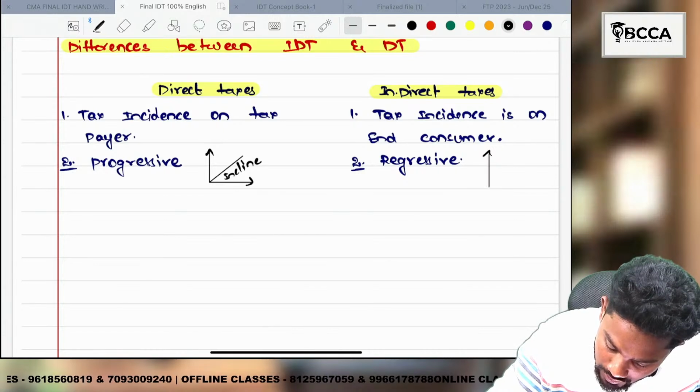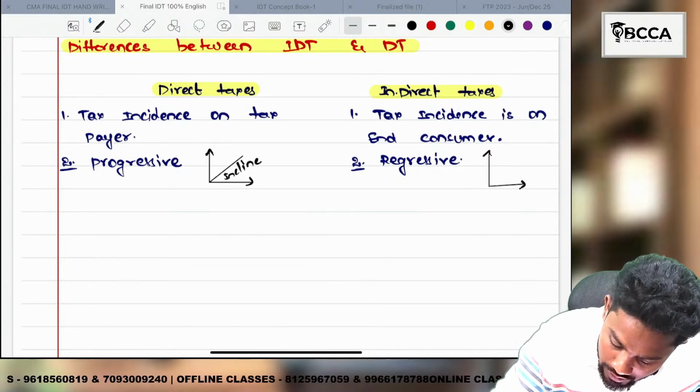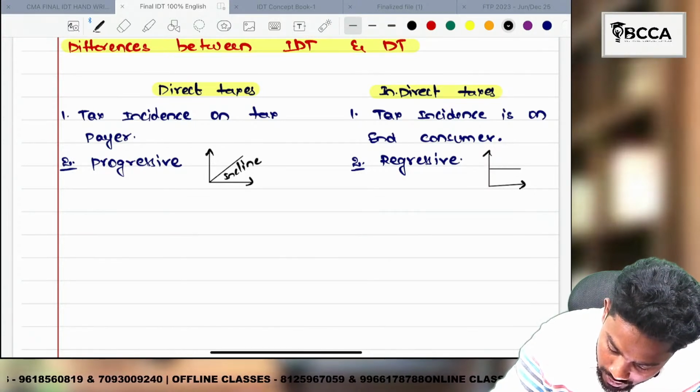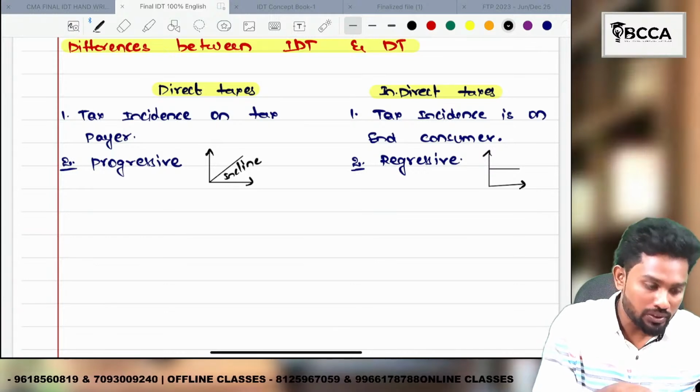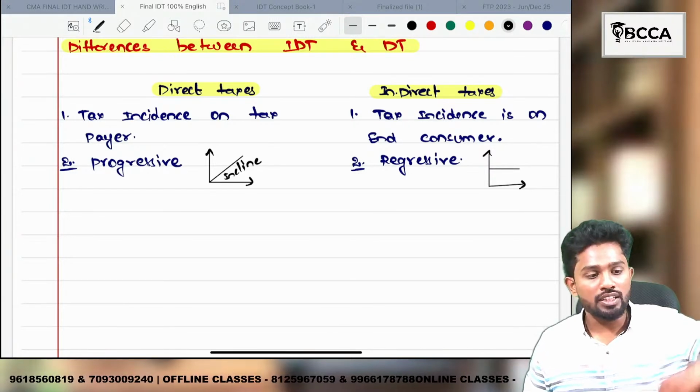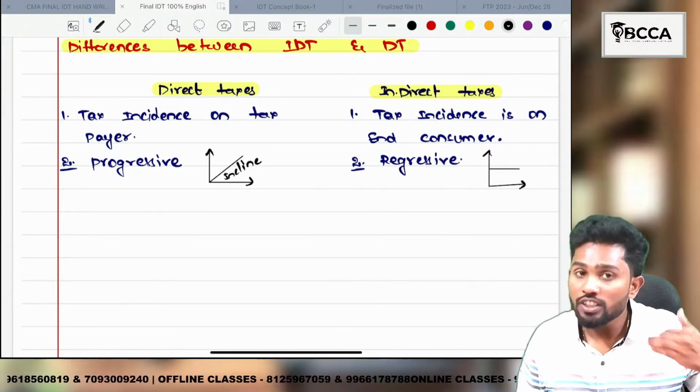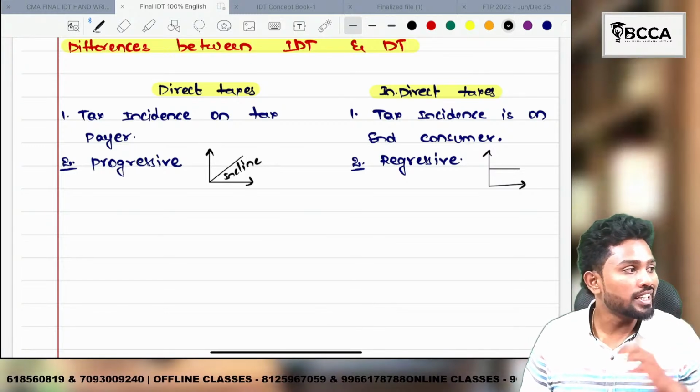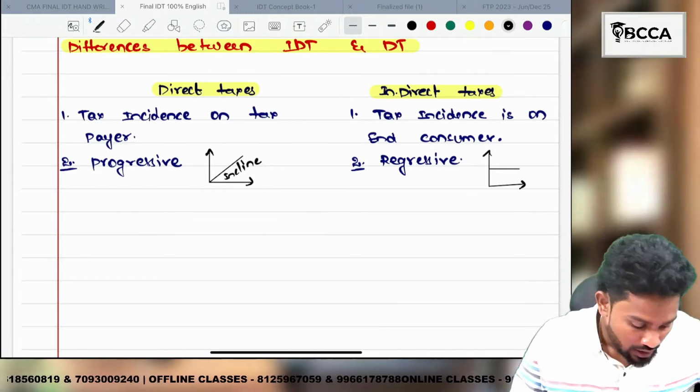But whereas indirect taxes, sir, they are regressive in nature. Regressive in nature means there will not be any change. Irrespective of rich, poor, whatever is their income generating capacity, the tax rate would be the same. There is no change in the tax rate. So that is called as what? Regressive in nature.